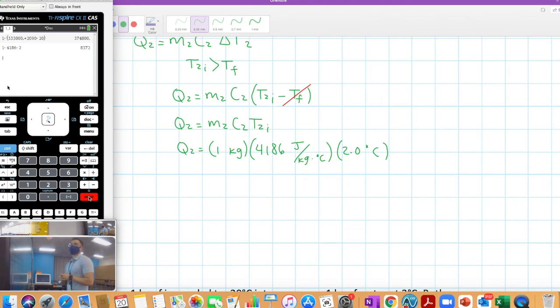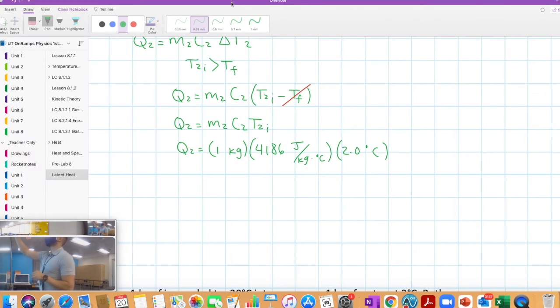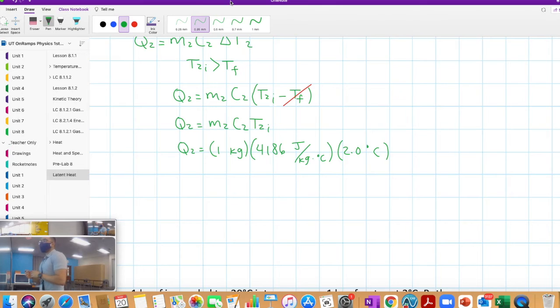Of course, that's not enough. Think about it. If you wanted to purchase something and the price was $375,000 and you only had over 8,000, of course you cannot afford it, meaning this water will not have enough energy to melt all of the ice. It'll melt some of it, right? That is the energy that it's going to give out, that many joules. Meaning we're going to have ice and water, because there's not enough energy to melt all of the ice.